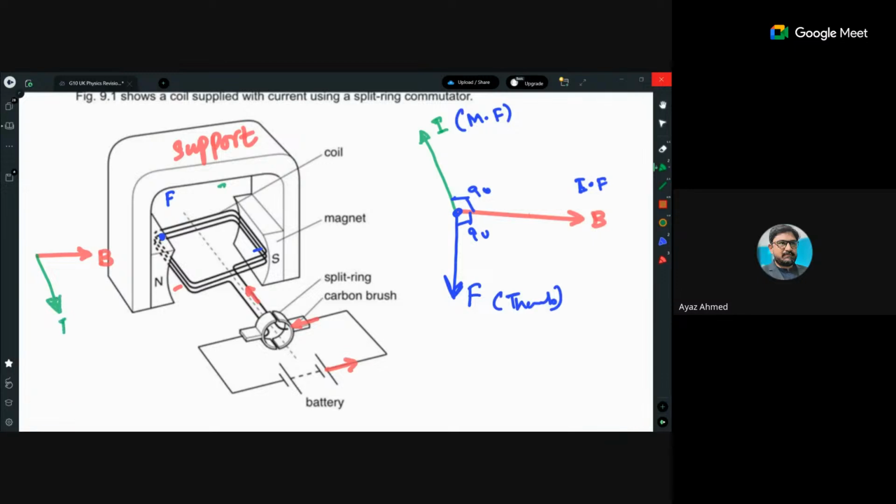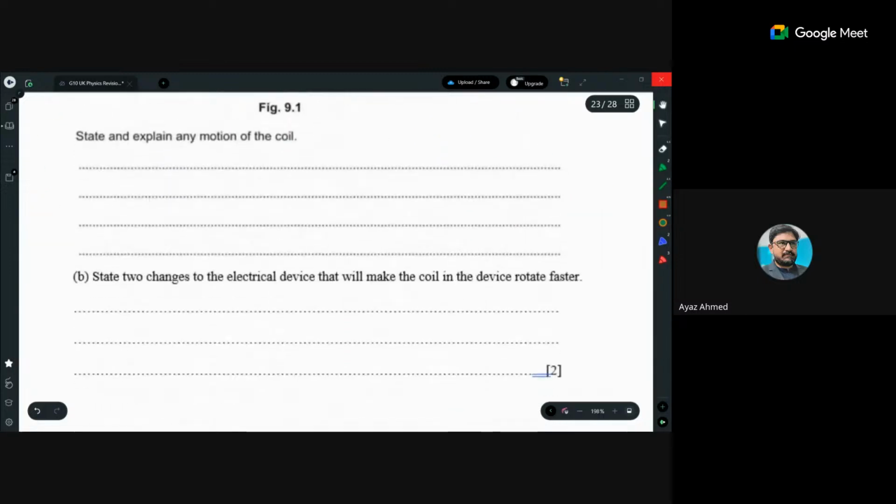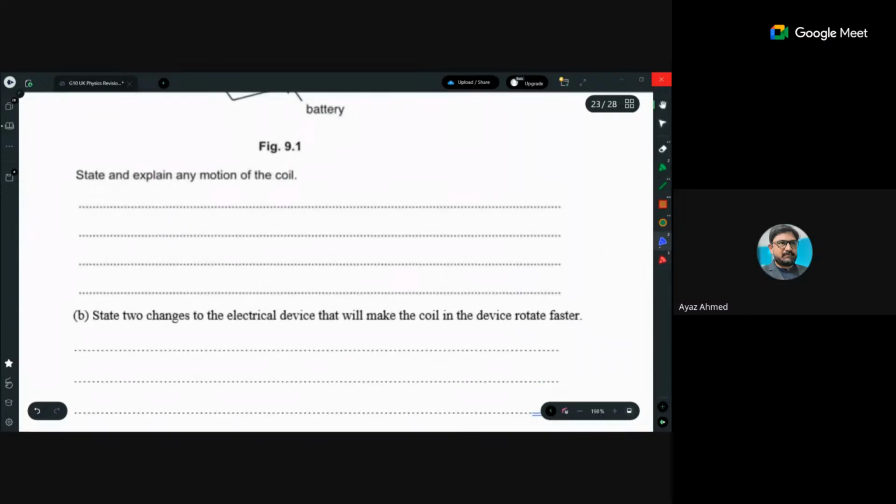ठीक है ना? Current अब अगर इधर हो गया, so just show your thumb. Where would your thumb be pointing? Isn't it upward at this point? ठीक है? Is it clear to you? Yes, sir. Okay, so there is a rotation. So I explained it to you what will be the direction of rotation.